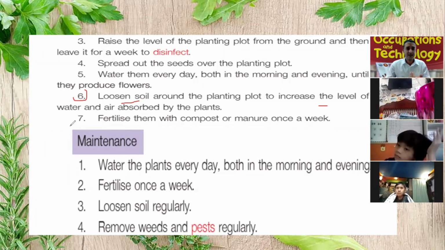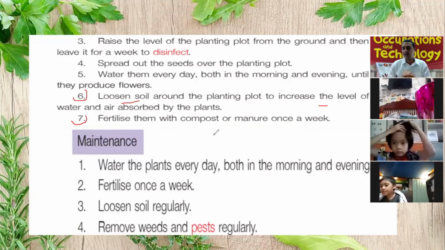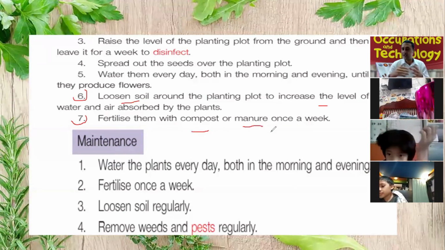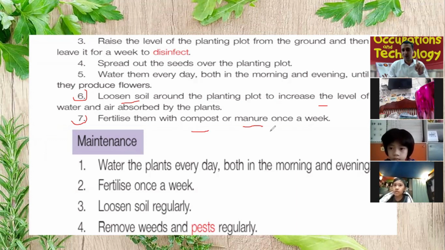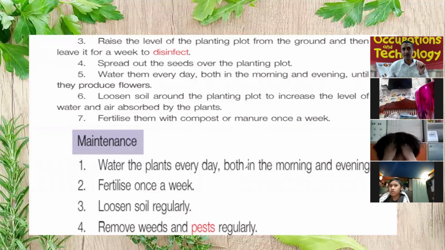And step number 7, fertilize them with compost or manure once a week. Similar to all types of plants, they need fertilizer. We can give either compost or manure, the natural fertilizer which we get from animal dung. We have to give it at least once a week. Okay, students, do you understand? These are the 7 simple steps you have to follow to grow the flowers.